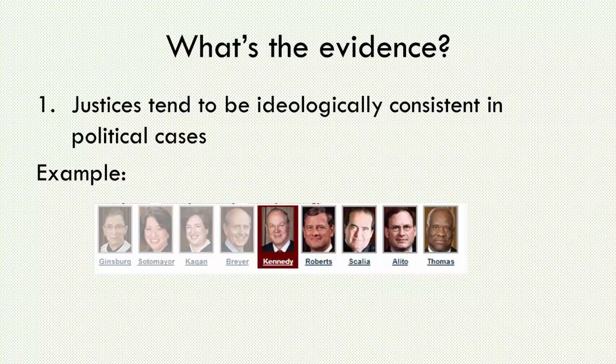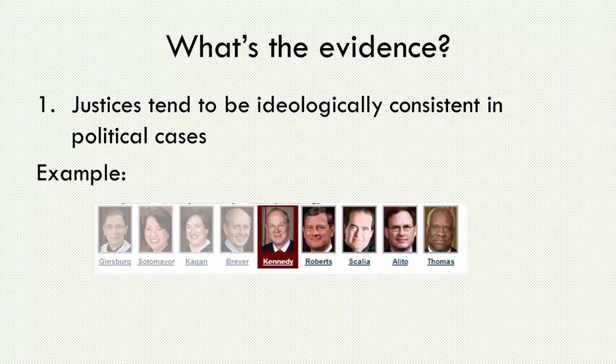So what's the evidence for the attitudinal model to be a useful, maybe even correct explanation for why Supreme Court justices make the decisions they make? Well, one type of evidence is based on ideological consistency. We find that in cases that are ideologically divisive, the same justices tend to make nowadays conservative decisions, and the same justices tend to make liberal decisions.